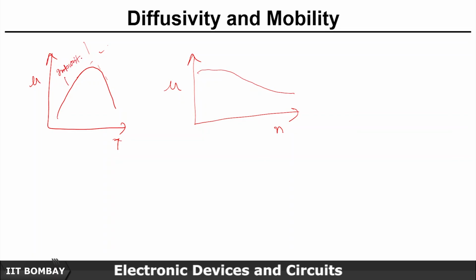They will make it more dominating, because with more impurities there are more chances that these charge carriers will be scattered or will interact with them. So this was lattice scattering.